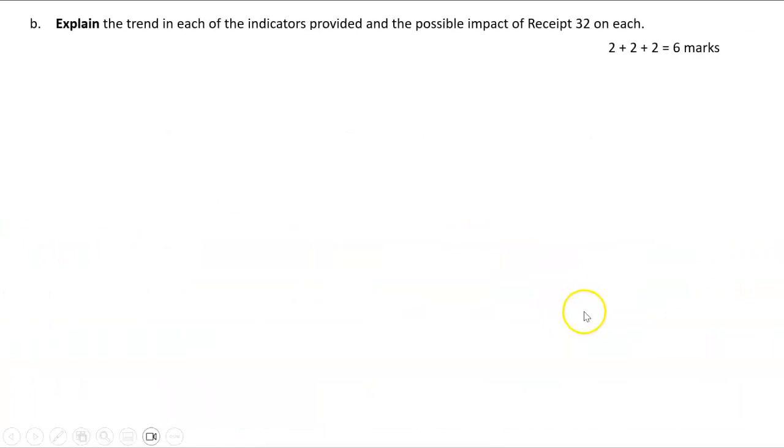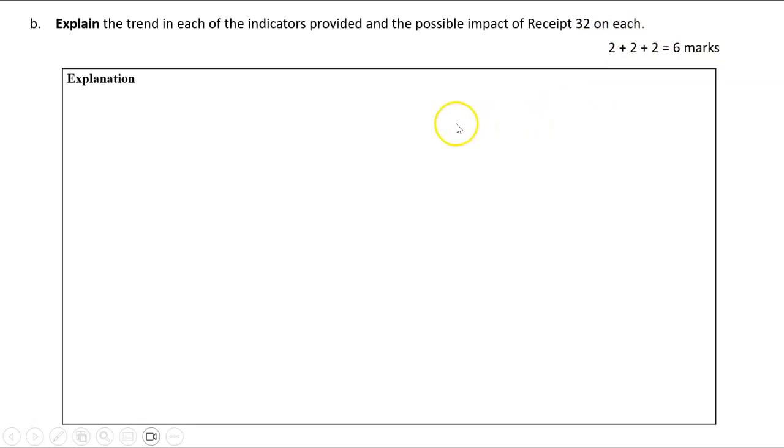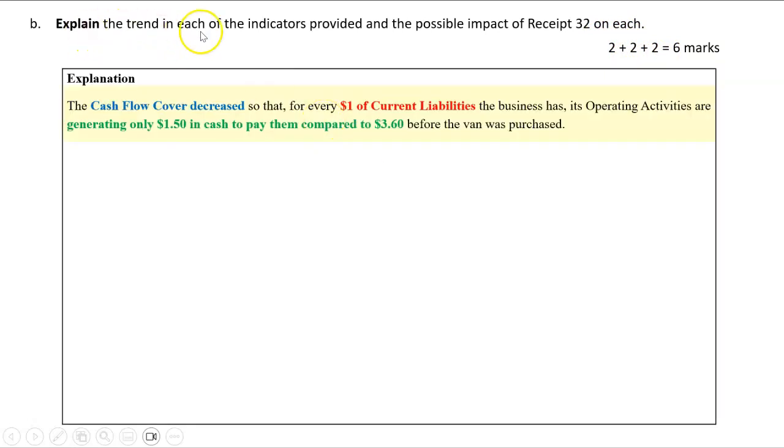So setting our answer out, you can set it out however you like, but I did write it so it looks like, to help you, we'll probably talk about it in 3 groups of 2, but you can do it however you want. But I thought it made sense to talk about, it says explain the trend in each of the indicators. The cash flow cover decreased, so that for every dollar of current liabilities the business has, its operating activities are generating only $1.50 in cash to pay them, compared to $3.60 before the van was purchased. That very clearly explains the trend.